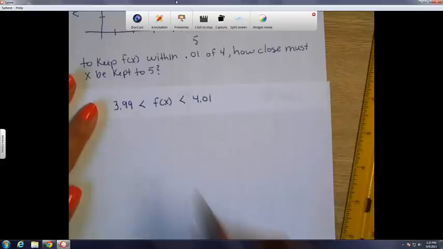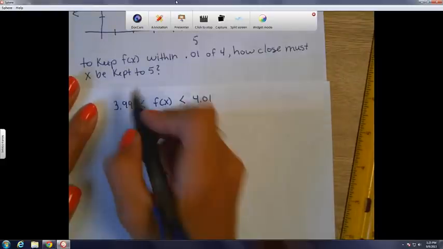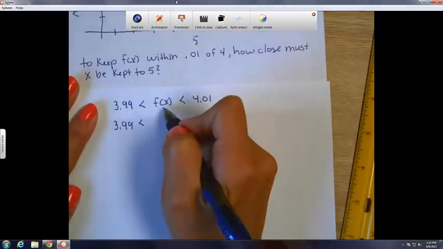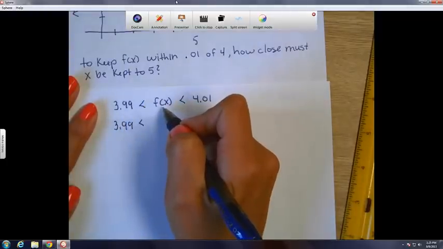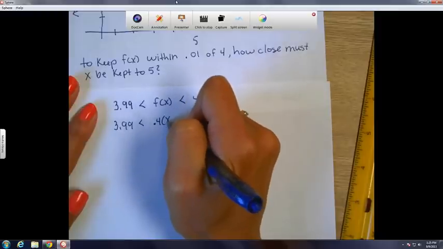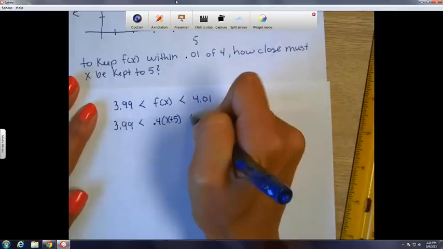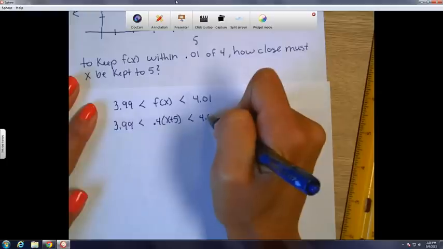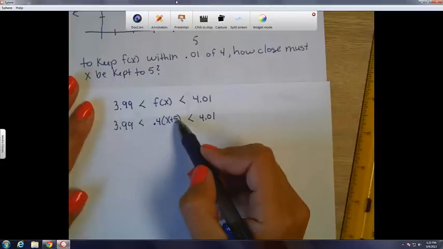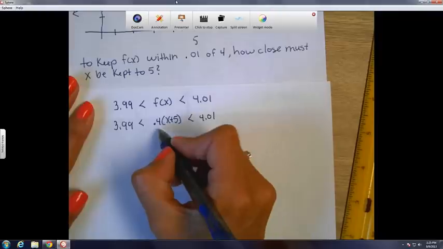So all I need to do now is substitute the equation in here. So 3.99 is less than, in place of f of x, I'm going to put in that reduced equation, the one after we factored out the x minus 5. So 0.4 times x plus 5 is less than 4.01. So now we just have to solve for x. A couple different things you could do. You could distribute the 0.4 right now and then do the algebra, or you can just divide everything by 0.4 right now to get rid of it.